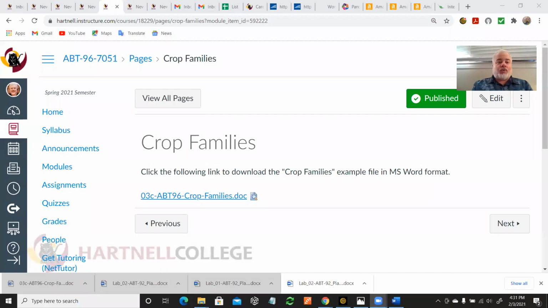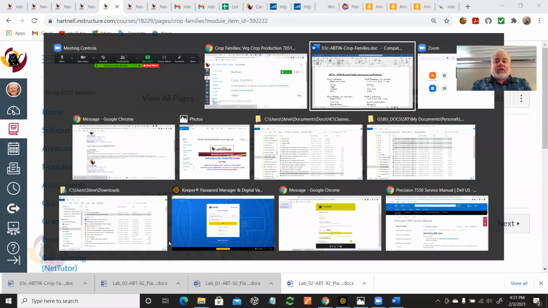When you go to Canvas modules and find Crop Families in this week's content, there is a Microsoft Word file. Underneath this, I will post this video once I am done.